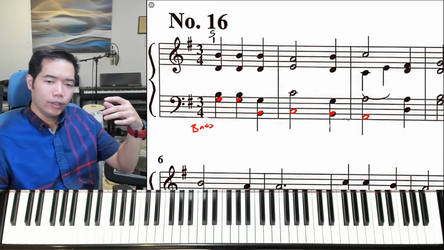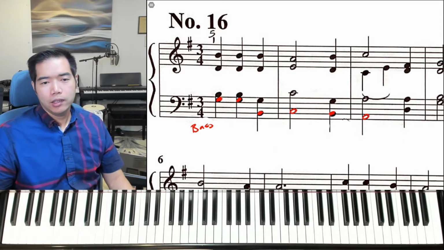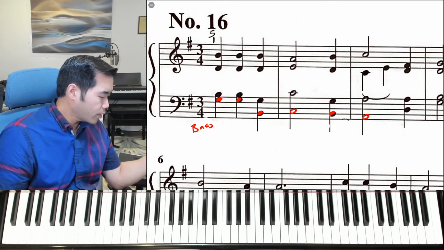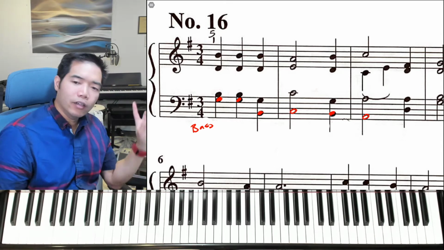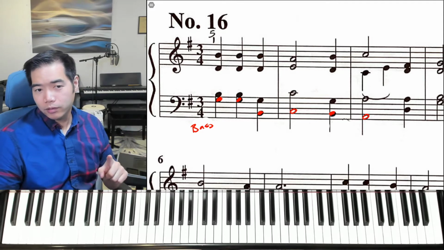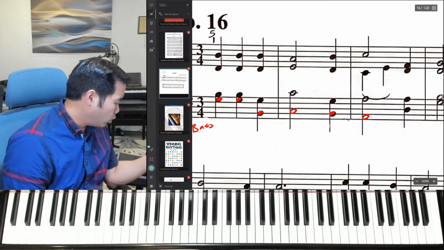Let's think about a bass guitar or a double bass, string bass. They're always playing the lowest pitch. The thing to understand is the bass is not always the root. The bass is not always the root of the chord. So let me show you how this works.